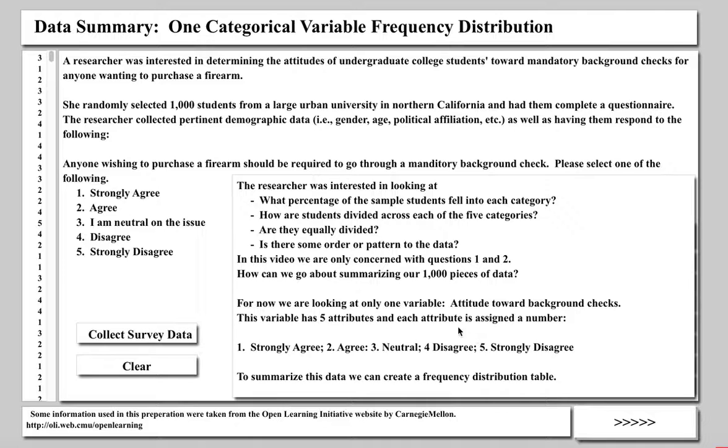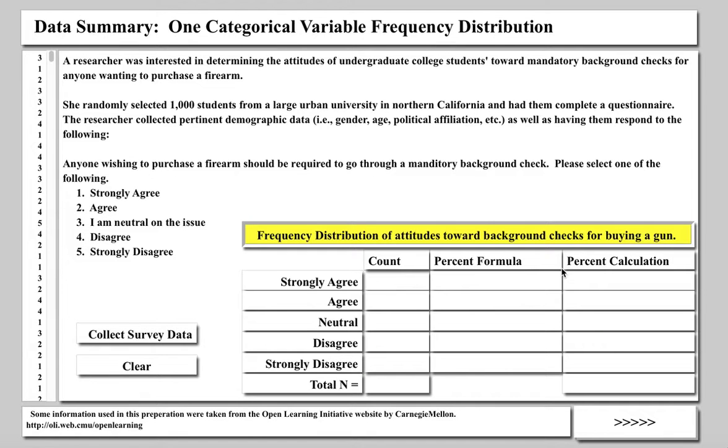So again, as I said, we're looking at one variable, which is the attitude towards background checks, and it has 5 attributes, and they each have a number, 1, 2, 3, 4, and 5. So we're going to create a frequency distribution then to try and make some sense out of this data. And this is what a frequency distribution would look like.